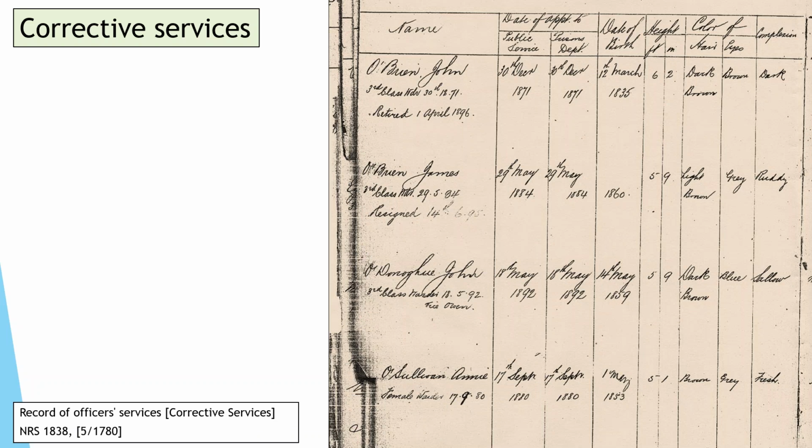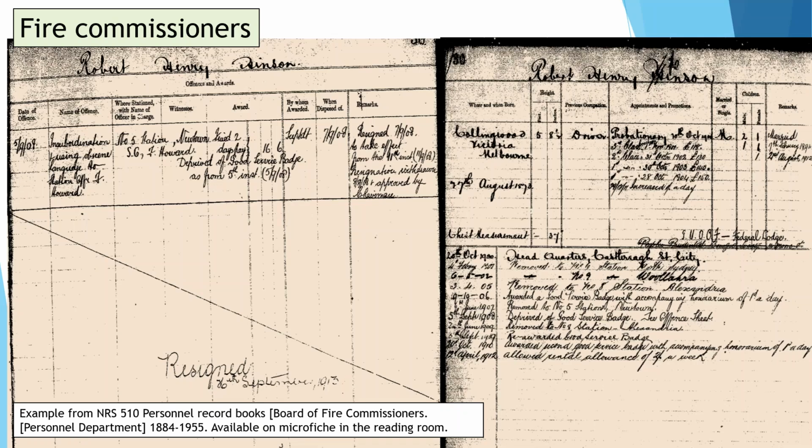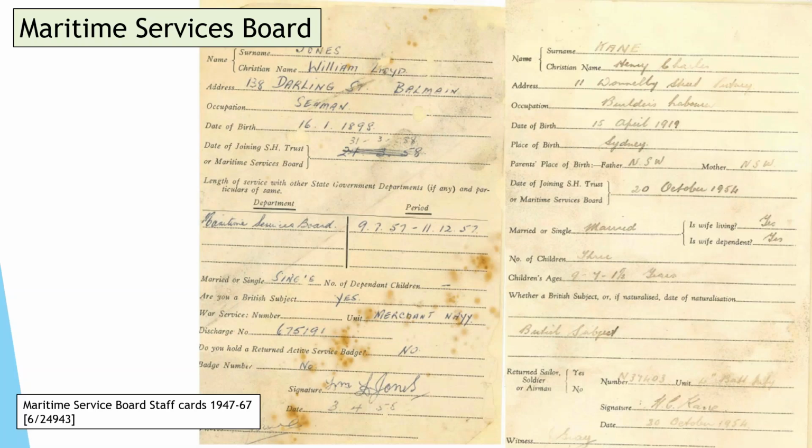More corrective services. This is a record of officers' services. Basic stuff here, isn't it? Hair colour, eyes, interesting. Didn't get that every time. Local council, a list of aldermen. Fire commissioners. Personal record books of the fire commissioners. This is more like a register, isn't it? So we're really seeing two styles of record now, the full history card and also the staffing register and salary register, which is very similar.